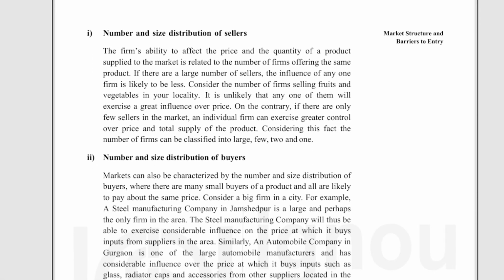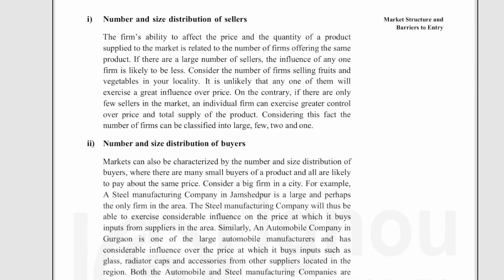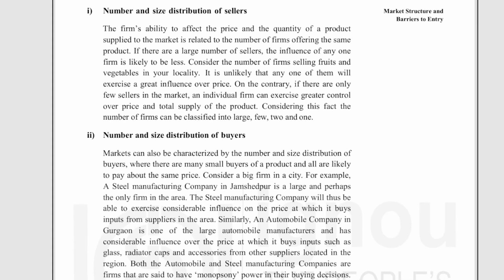So the first one is the number and size distribution of sellers. The firm's ability to affect the price and quantity of a product supplied to the market is related to the number of firms offering the same product. So if there are a large number of sellers, the influence of any one firm is likely to be less. Consider the number of firms selling fruits and vegetables in your locality.